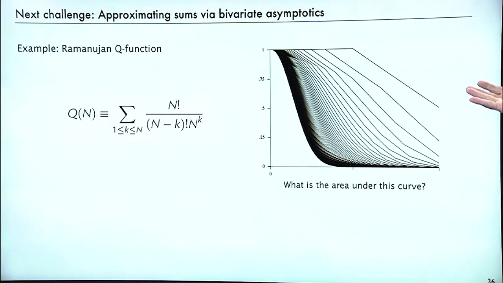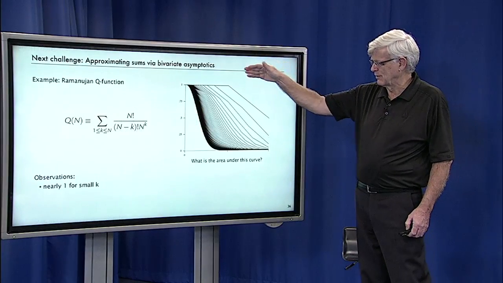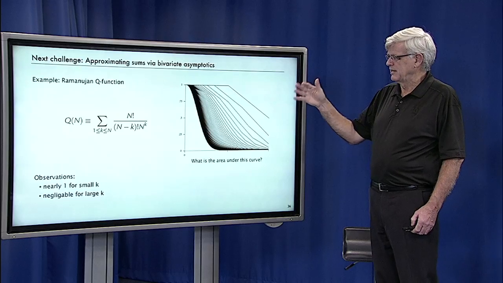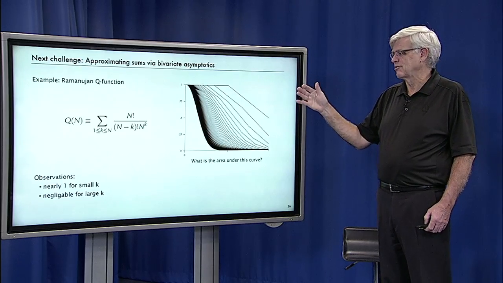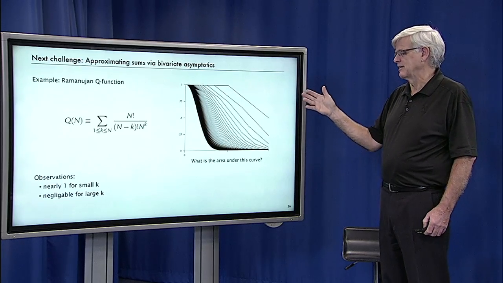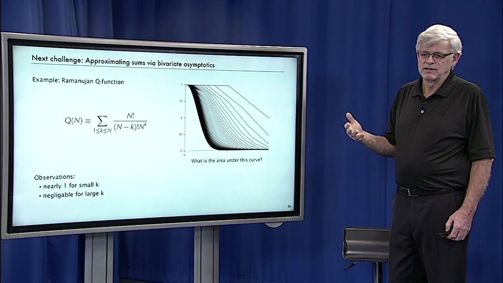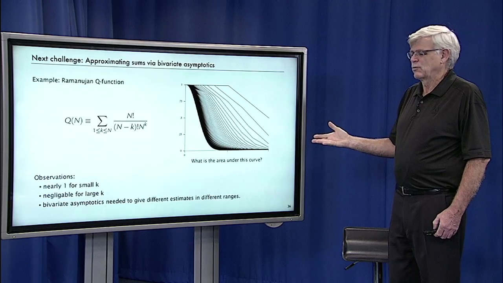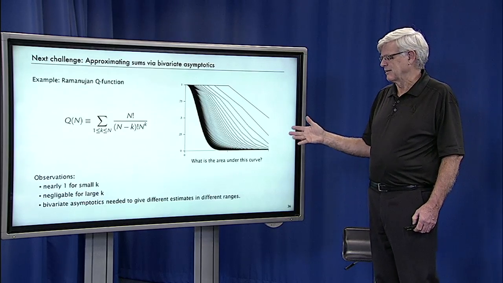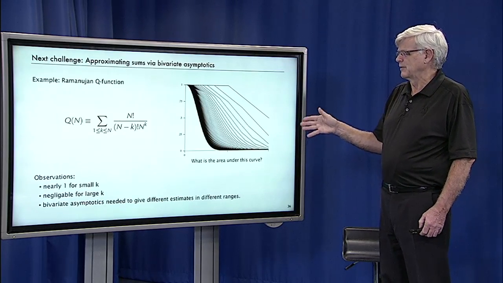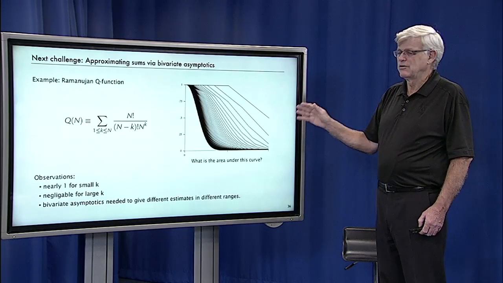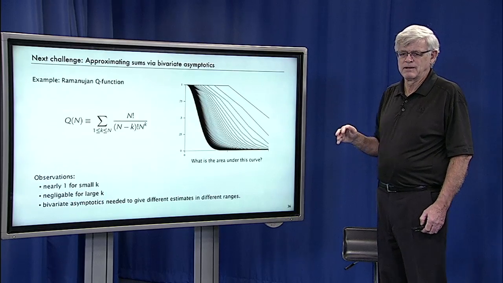And the challenge is that it's nearly 1 for small k and it's negligible for large k, so we're going to need to use different approximations in different parts of the range to get the answer. This is a very typical situation. That's why we need bivariate asymptotics, to make sure that we can have good estimates in the whole range that we can use to estimate the sum.